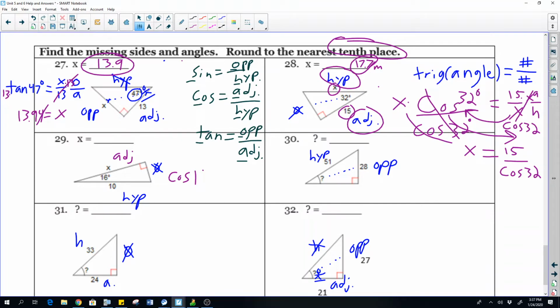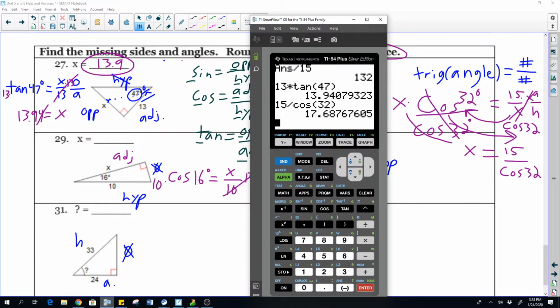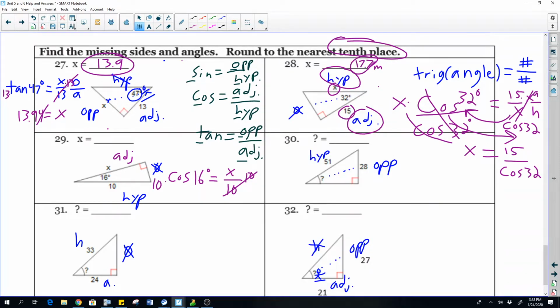So cosine of the angle, which they give us is 16 degrees, is equal to adjacent, which is x, over hypotenuse, which is 10. Now all we have to do is multiply 10 to the other side. Then we put that into our calculator: 10 times cosine of 16. If you just want to check your answers, it's 9.6. You can forward through the video anytime and check your answers.